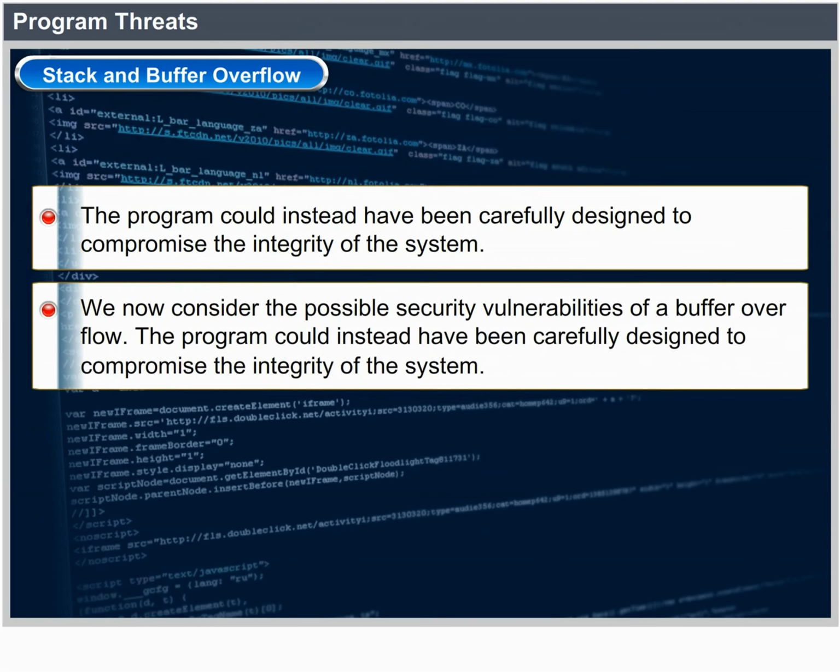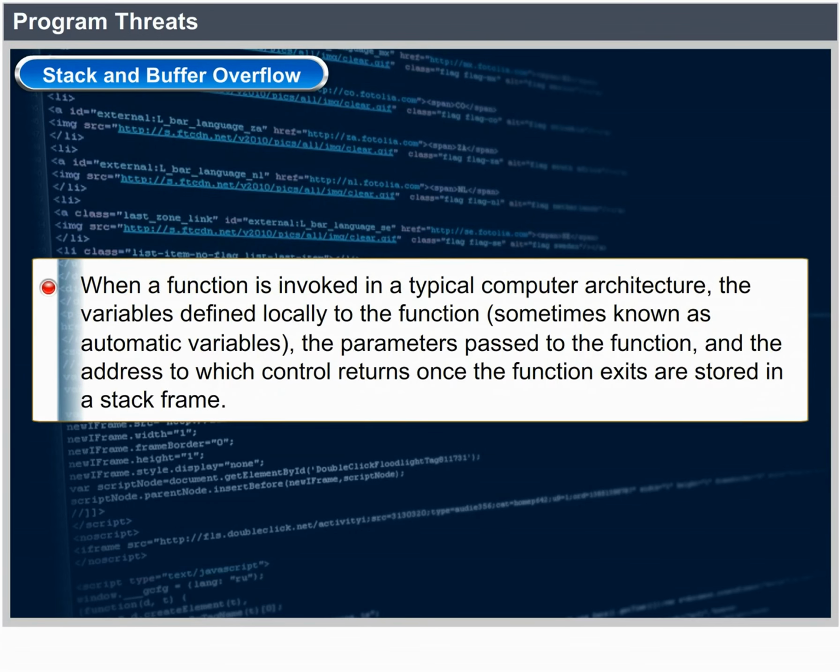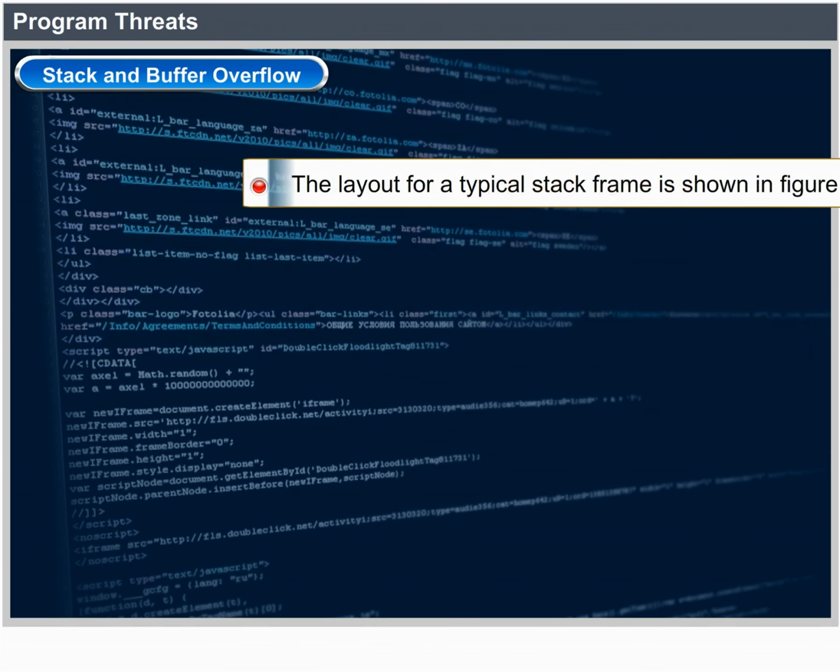When a function is invoked in a typical computer architecture, the variables defined locally to the function, sometimes known as automatic variables, the parameters passed to the function and the address to which control returns once the function exits are stored in a stack frame. The layout for a typical stack frame is shown in the figure below.